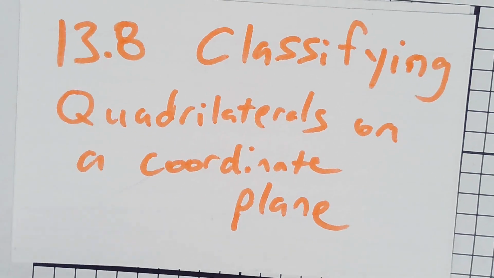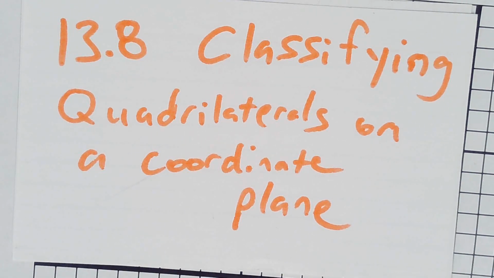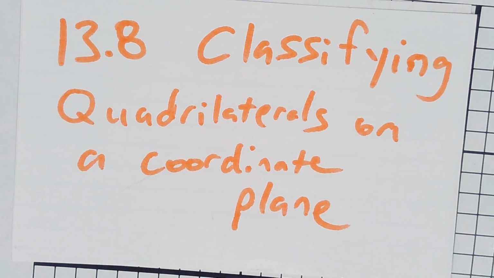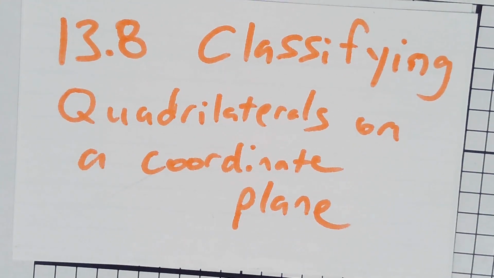All right, 13.8, we're going to classify quadrilaterals on a coordinate plane. And after today, you'll be able to use coordinate geometry to classify quadrilaterals based upon their properties in a mathematical context. And you'll be able to draw quadrilaterals on a coordinate plane, given the definitions, properties, and theorems, and probably some equations too.